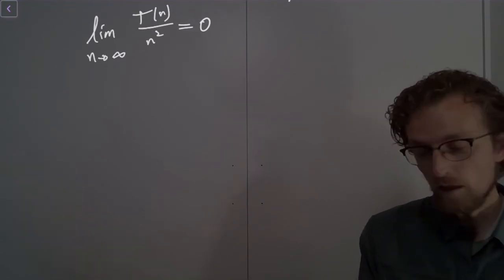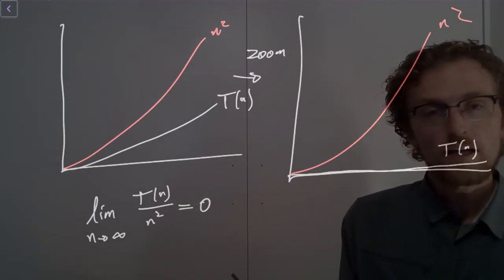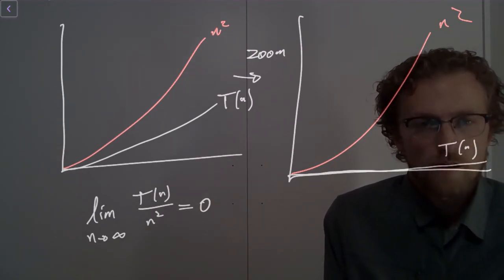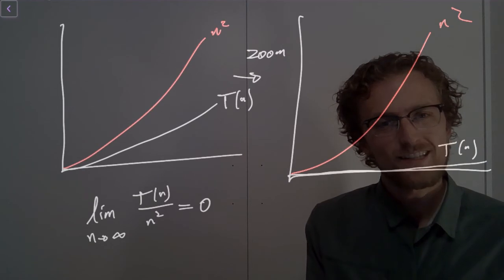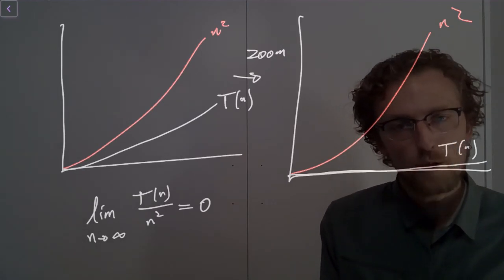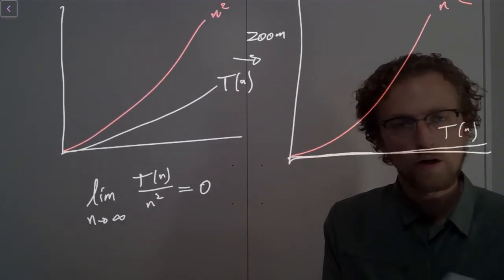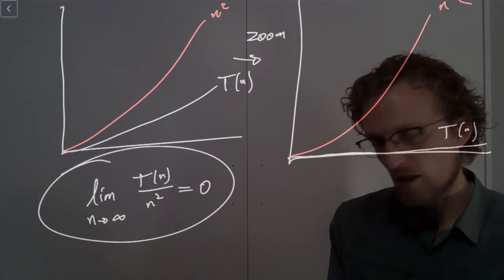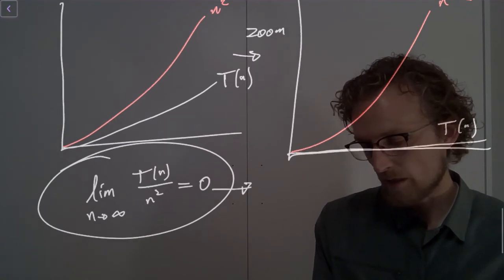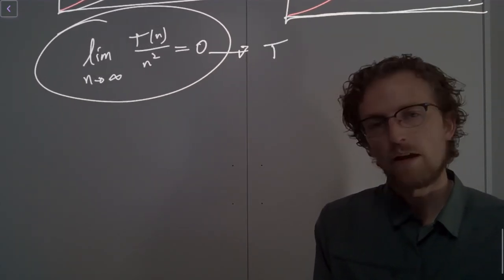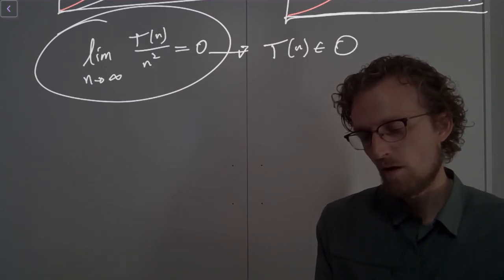And so what would this tell me? Well, think about the plot. What is this plot saying? It's saying that t of n is arbitrarily smaller than n squared, and I can make that gap as big as I want by making n really large. So this means that t of n is asymptotically upper bounded by n squared. If n squared is just running away from t of n, that corresponds to this limit of the ratio being 0, and that corresponds to t of n being big O of n squared.